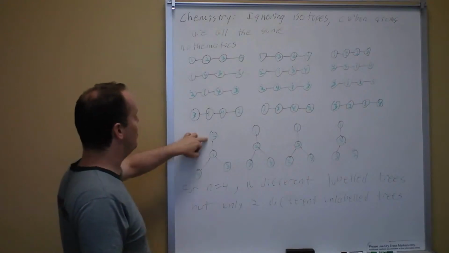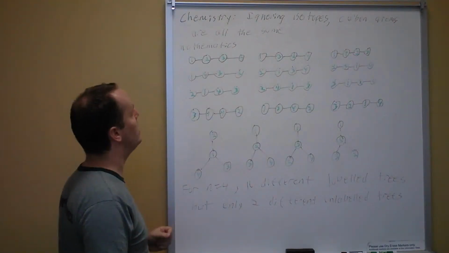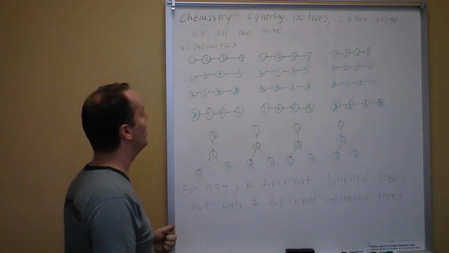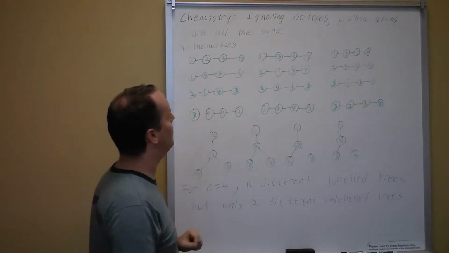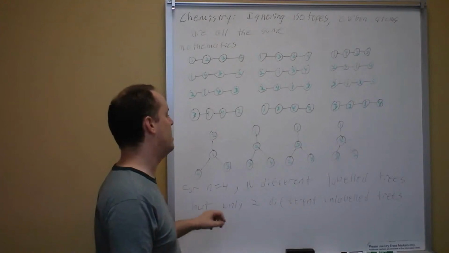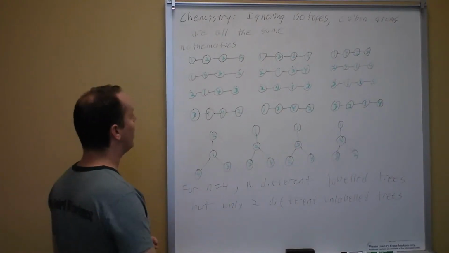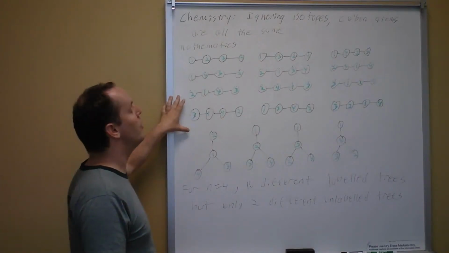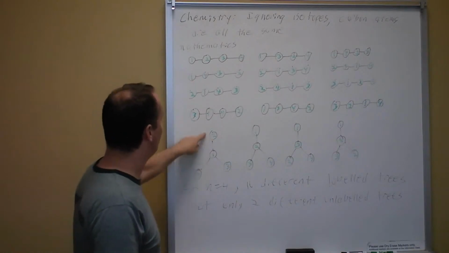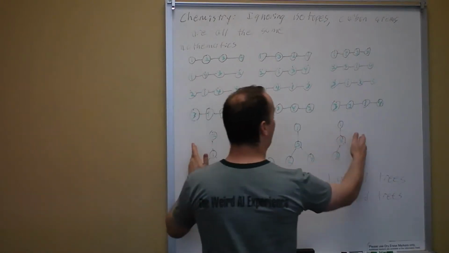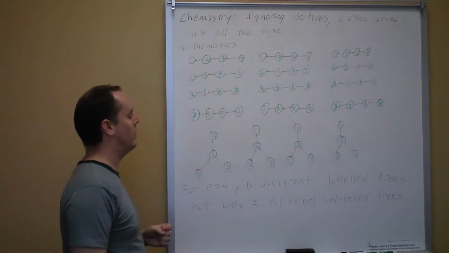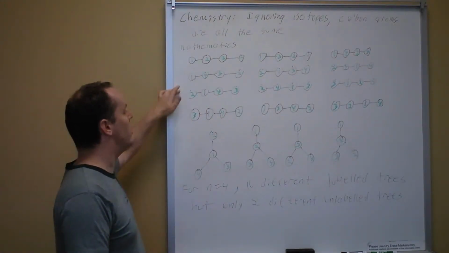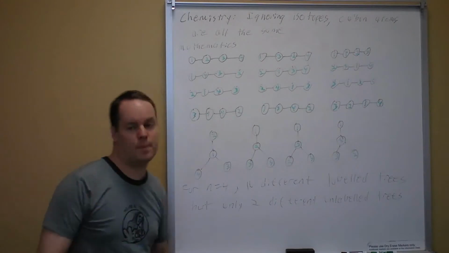So, if you were to label and somehow keep track of each separate node, then for n equals 4, you actually have 16 different trees. On the other hand, that's not what we're doing. We're saying that all these vertices are the same. So these 4 trees are really the same tree, and these 12 trees are really the same tree. So there are really only 2 different unlabeled trees.